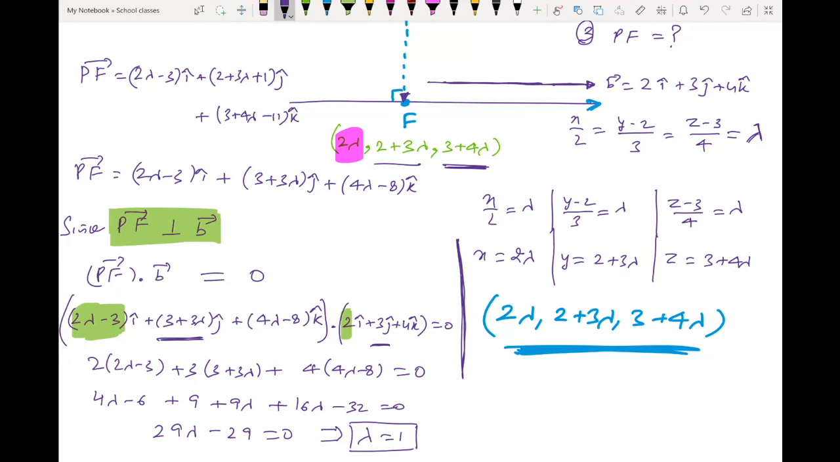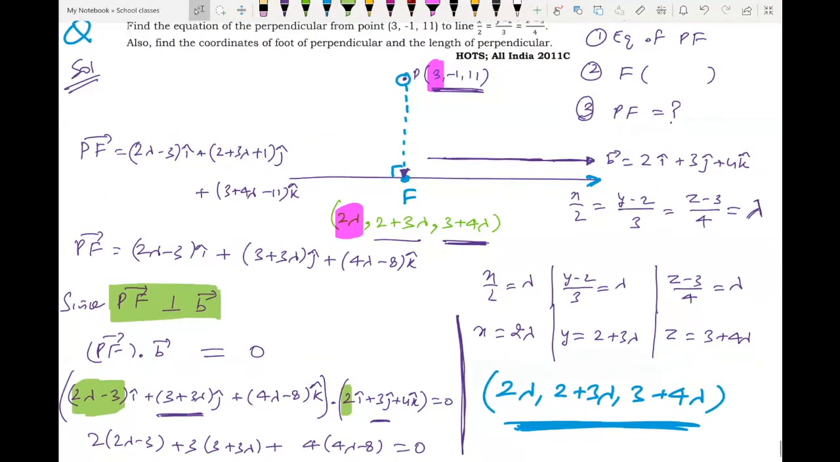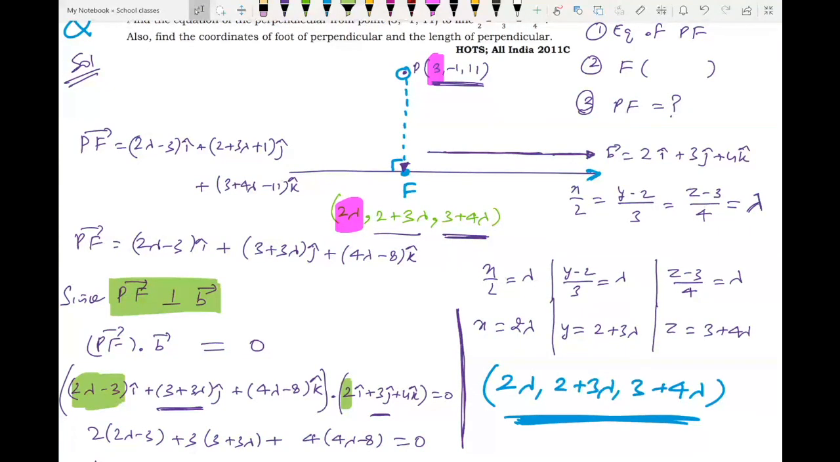This is lambda. Okay. Now what can we do? Anyone? What should I do now? What was our target? See, our target was the equation of line PF. For PF, we have a point that is P, and PF is nothing but parallel to the PF vector, isn't it?